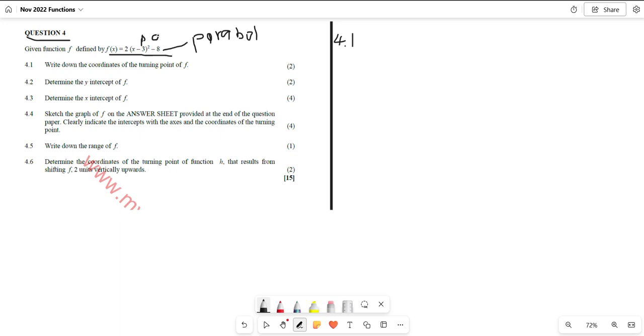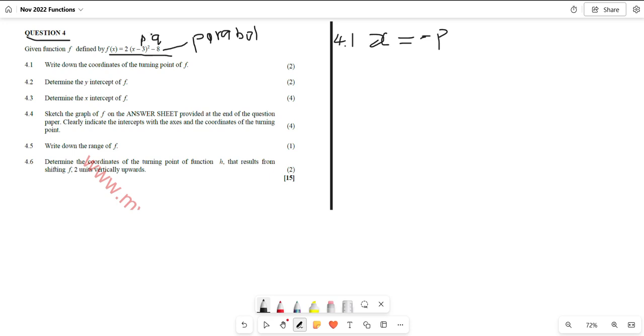And as the Q here, we have the Q given to us. Then the first question, 4.1, says, write down the coordinate of the turning point of f. Then to find the x coordinate, this equation, it is always x equal to negative p.